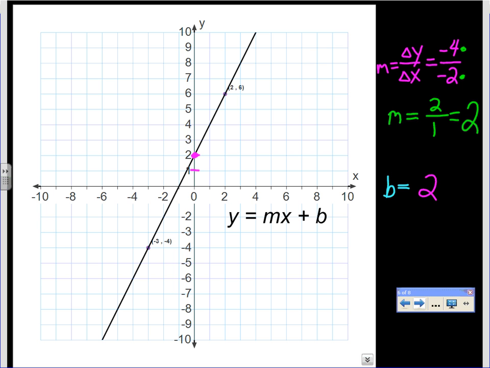And now let's write our equation. Y is equal to, our slope in this case is right here, the positive 2. Y is equal to 2x plus b, and b is also a positive 2. So we have y is equal to 2x plus 2. And that is the equation of the line that you see there on the graph.